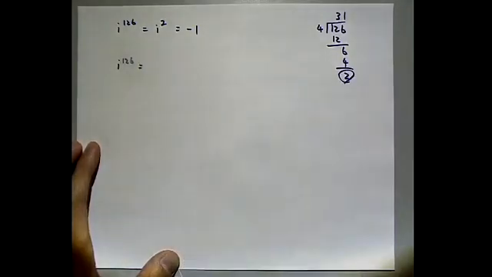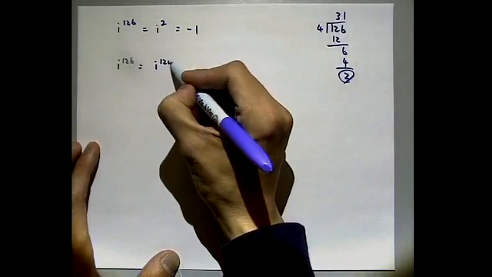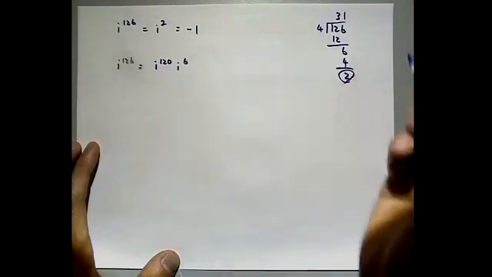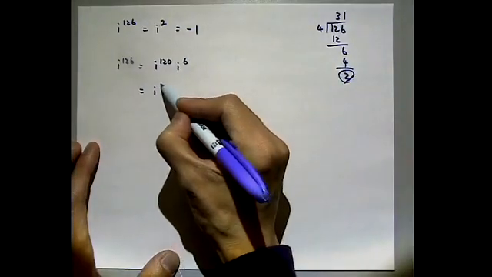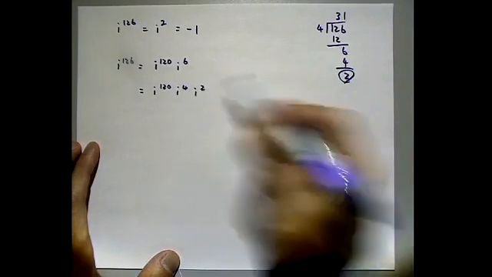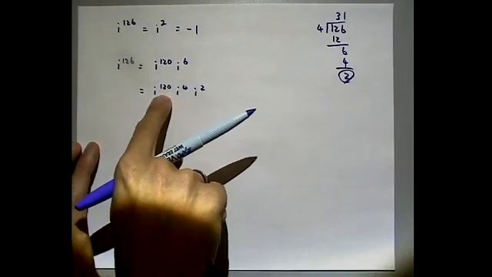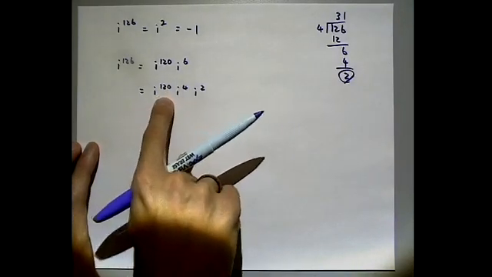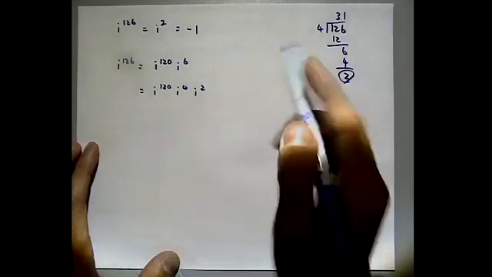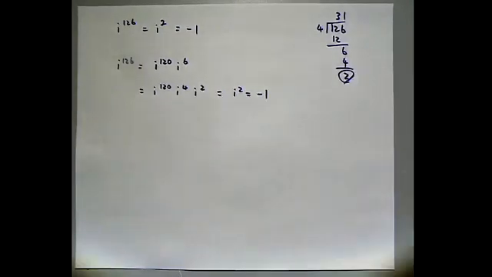You could also do what I did earlier by decomposing this. This is i to the 120th times i to the 6th, which is i to the 120th, i to the 4th, i squared. And that's 30 complete cycles of 4. So that's a 1. That's a 1. And this will give me just i squared, or minus 1. Okay?